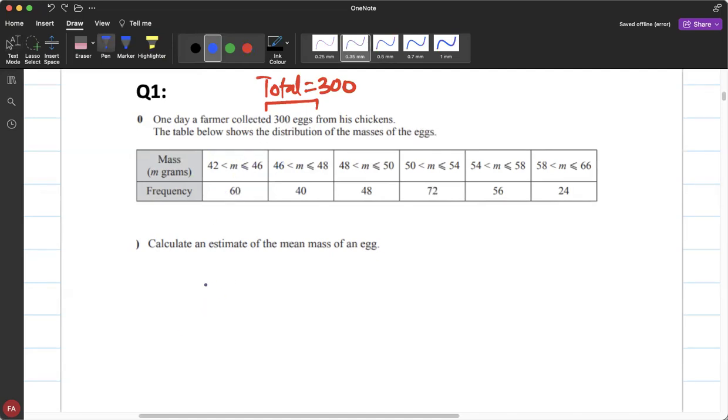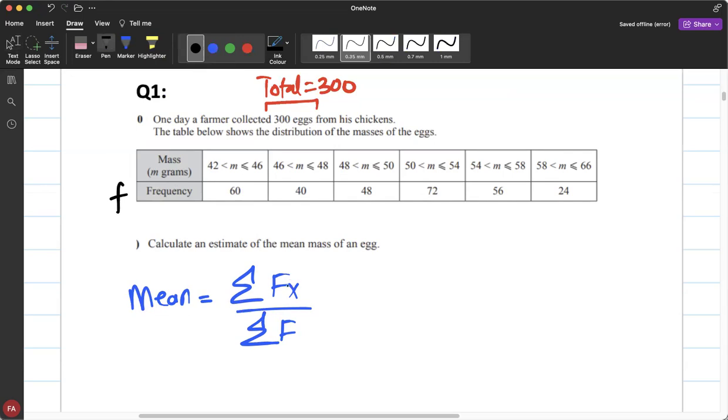Now that I've figured out that it's grouped continuous data, I need to figure out the mean. So I know mean is equal to summation fx over summation of f. We do have the frequency, and like I said, this x represents my midpoint. So in order to figure out the midpoint, I can make another row over here. Just by looking over here, I can see that the midpoint of this should be 44. Are we supposed to show this in our working?